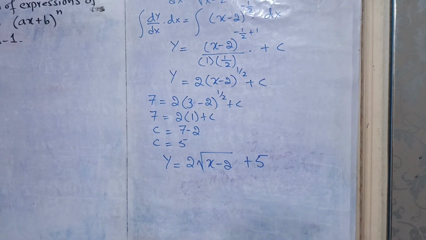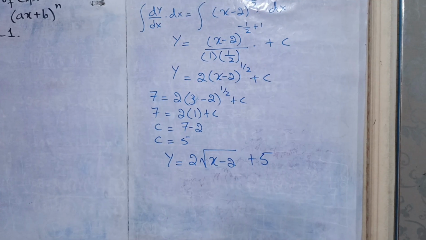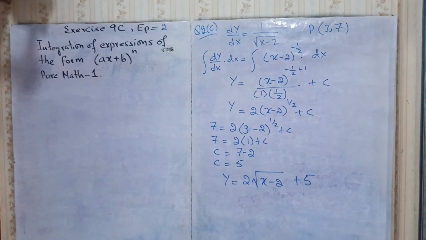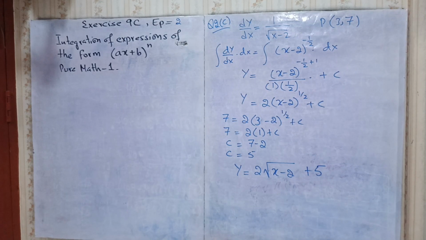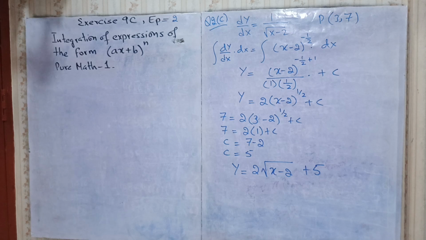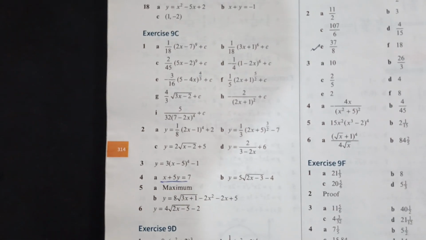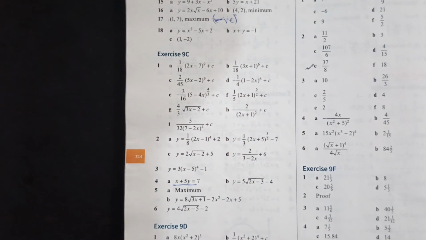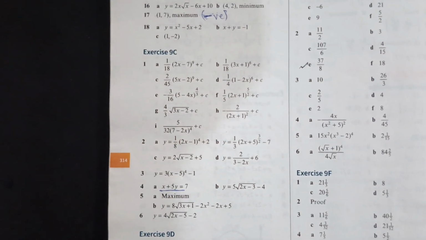So that means the equation of the curve is y equals to 2 square root of the x minus 2, plus the c value, which is 5. So my dear students, this is how you will do the question number 2, and its C part. This is showing up on your screen. I hope you understand. So here you can see the answers of the exercise 9C, question number 2, C part. Our answer is y equals to 2 under root x minus 2 plus 5. Our answer is right. I hope you understand this.